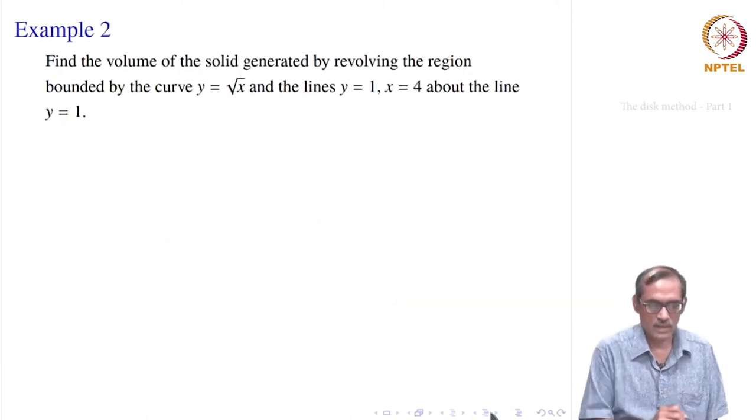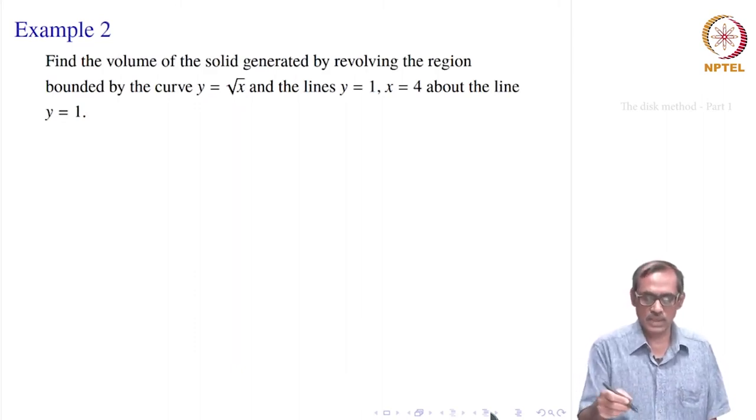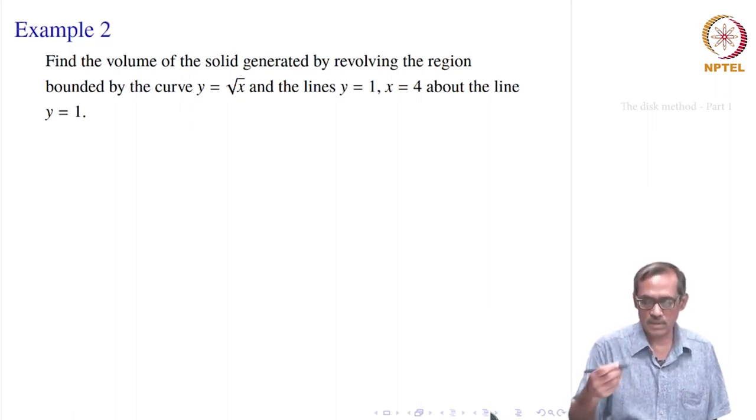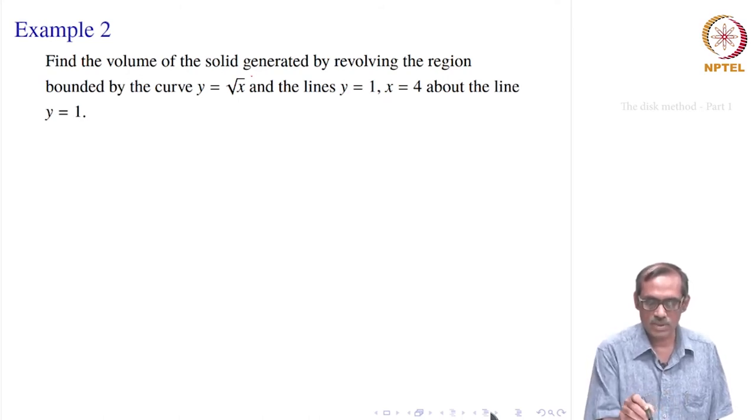Fine. We take one more example. Maybe the examples themselves will introduce other kinds of regions which when revolved give rise to different kinds of solids, but all of them are called solids of revolution. So, here we want to find the volume of the solid generated by revolving the region bounded by the curve y equal to root x like the earlier one, but now the region is not starting at 0, it is bounded by the lines y equal to 1, x equal to 4, about the line y equal to 1.